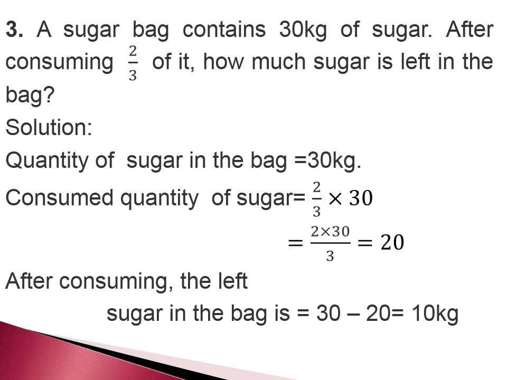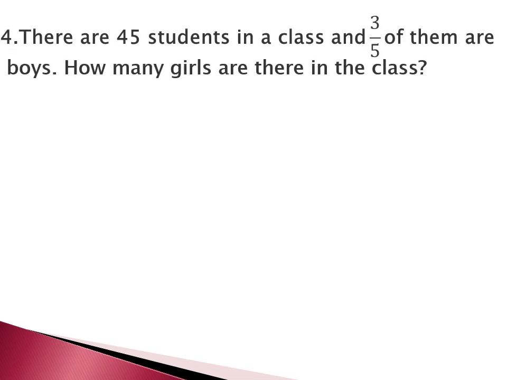Okay. The next question. There are 45 students in a class and 3/5 of them are boys. How many girls are there in the class? I repeat the question. Total students are 45. 3/5 of them are boys. Again the word "of" has come. The meaning of "of" is multiplication. 3/5 of the total students are boys. Then how many girls are there? That is the question. So let us see the solution.